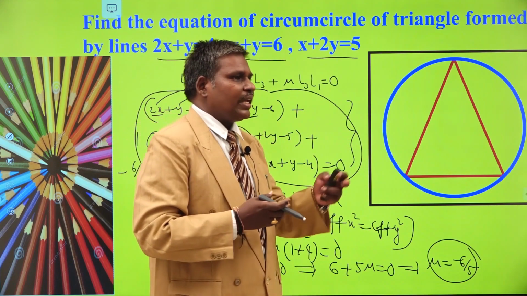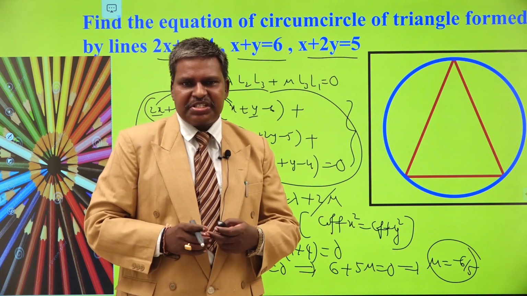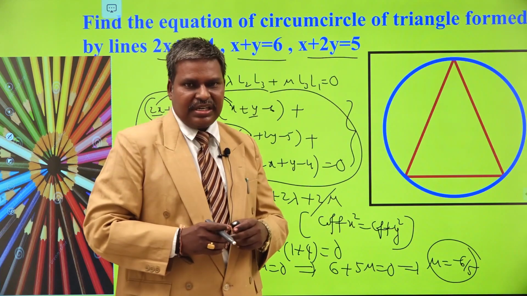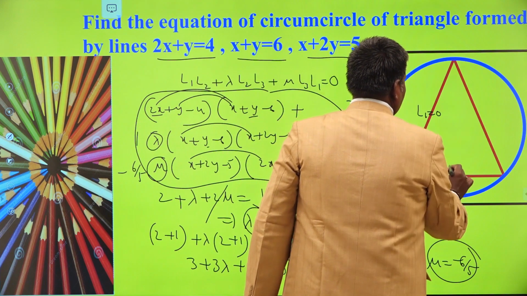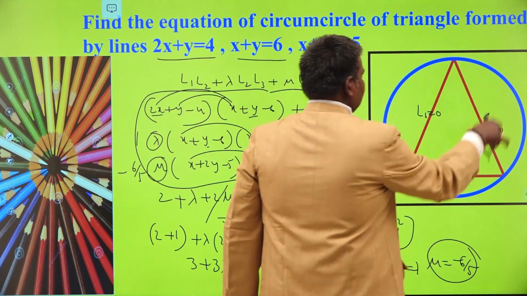How can you show the given 4 points are concyclic, and how to find the equation of the circumcircle of the triangle formed by the three equations? These are the side equations. 1, 2, 3 are the side equations. This is L1 equal to 0. This is L2 equal to 0. This is L3 equal to 0.